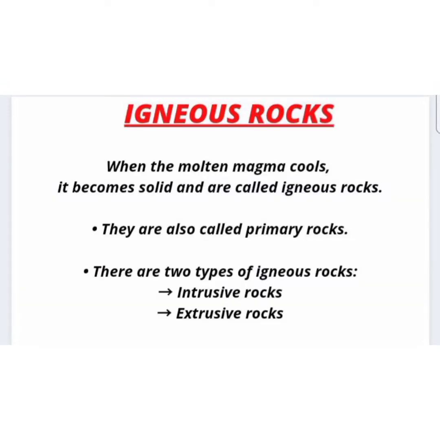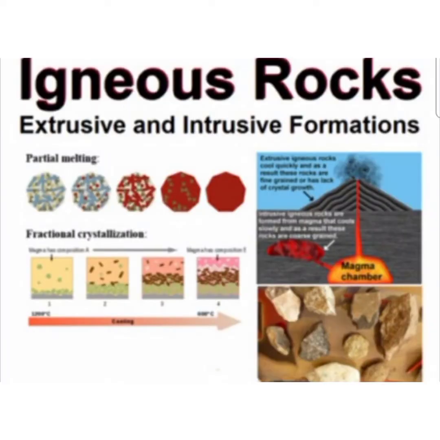So let's start with igneous rock. When the molten magma cools, it becomes solid and is called igneous rock. They are also called primary rocks. There are two types of igneous rock. First is intrusive rock and second, extrusive rock.